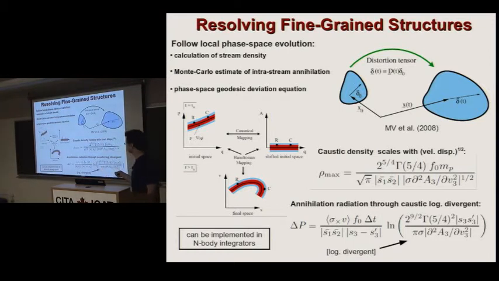And I just want to point out two things. For example, the maximum caustic density, if you calculate this analytically, which then goes into these N-body integrators, you can show that the maximum density scales like 1 over the square root of the velocity dispersion. So that just shows you the colder the particle gets, the higher the density, which means in the limit of perfectly cold material, you would just get infinite density, as I mentioned before.